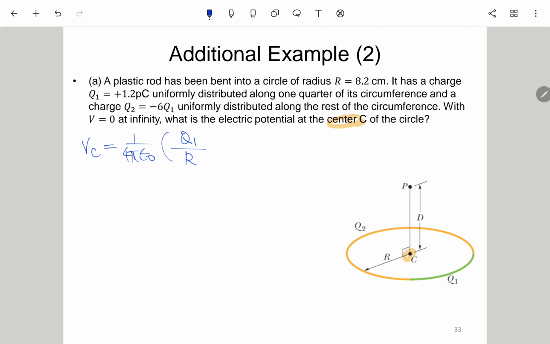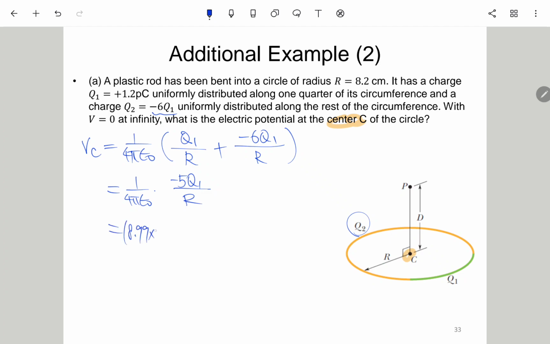Okay, so we can calculate the potential due to this part easily. And then next is Q2. So Q2 is actually -6Q1, so -6Q1 over R. Okay, so this is nothing but 1/4 pi epsilon naught, and then times -5Q1 over R. And then we can just plug in all the numbers.